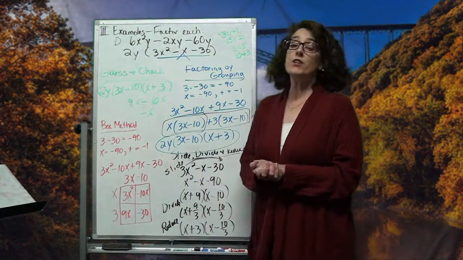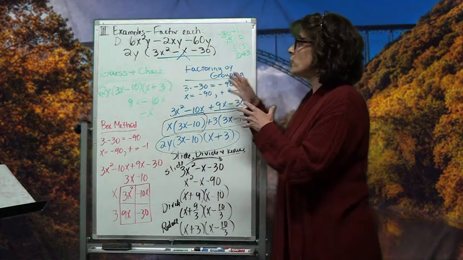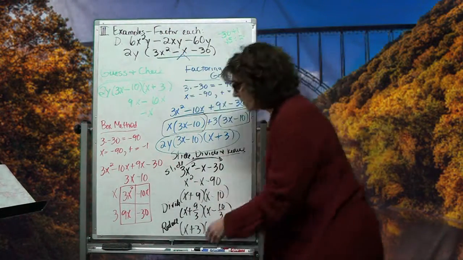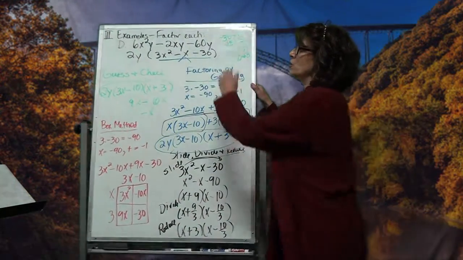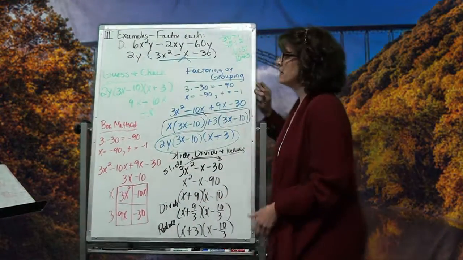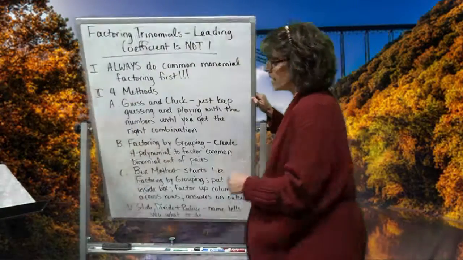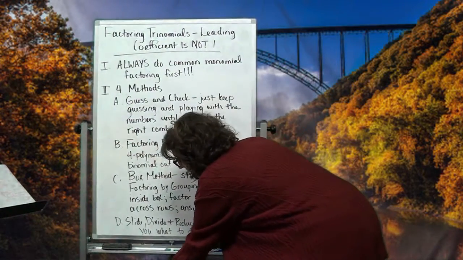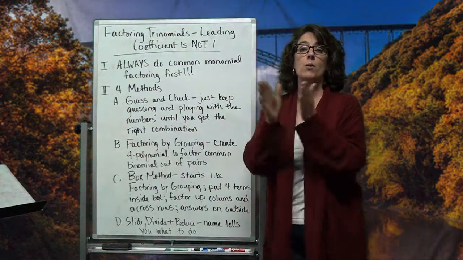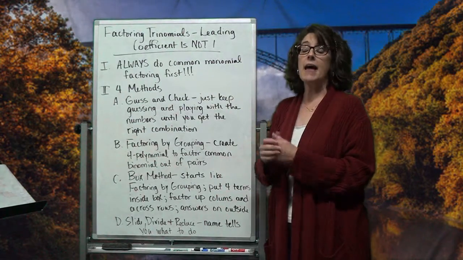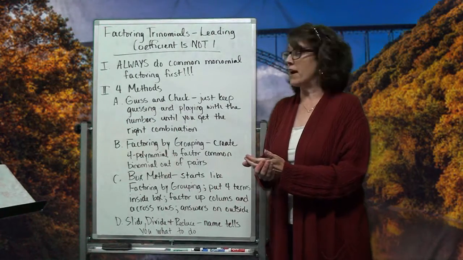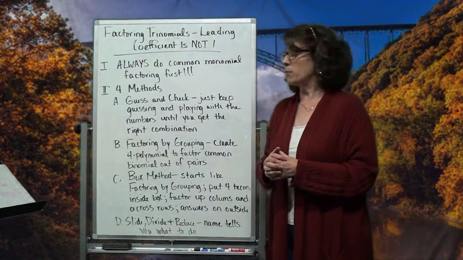So hopefully you're seeing that even though you might have some extra variables in there, even though we might need to divide out something common, it kicks back to the same thing that we've been saying all along. And that same thing is always, always look first to do that common monomial factoring. After you do the common monomial factoring, then head for that double parentheses.